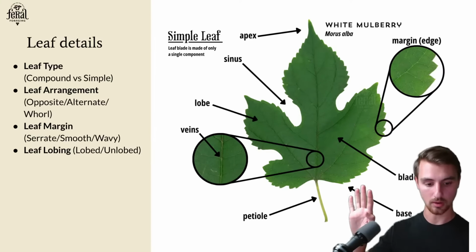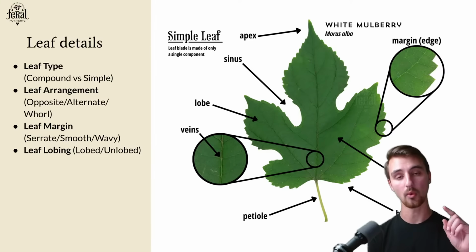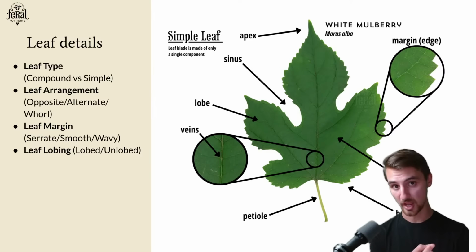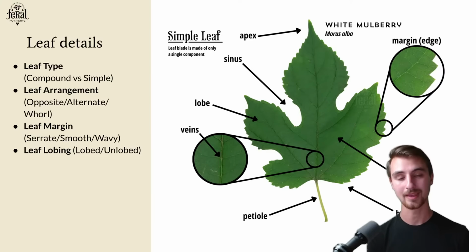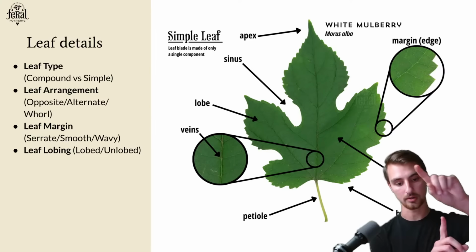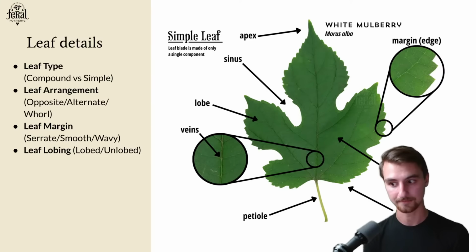But here on the left side, these are 4 details that I want you to remember with leaf characteristics. Number 1 is the leaf type, whether it's compound or simple. 2 is the leaf arrangement, whether leaves are arranged opposite, alternating, or whorl. 3 is the leaf margin, whether it's serrated or jagged or smooth. And then 4 is the leaf lobing, whether or not there are deep divisions in the leaf.